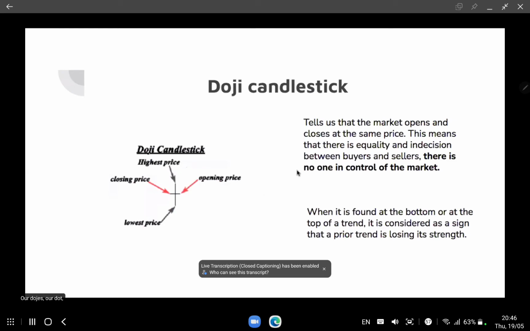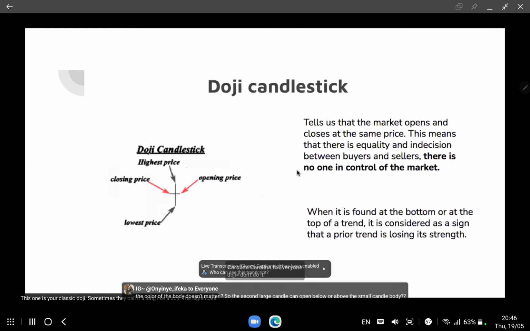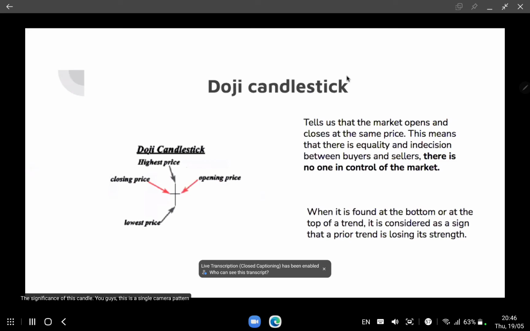All right, our dojis. Our dojis, you guys, there are different variations of the doji. This one is your classic doji. Sometimes they call it a long-legged doji. The significance of this candle, you guys, this is a single candle pattern. Doji equals don't do it.